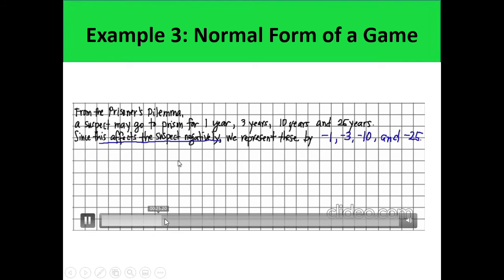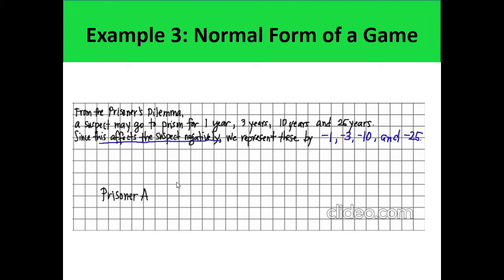Now for the row player, we will use the name prisoner A. Strategies of prisoner A are confess and remain silent. Then we write the name of the column player. Let's use prisoner B. The strategies of the column player are confess and remain silent.